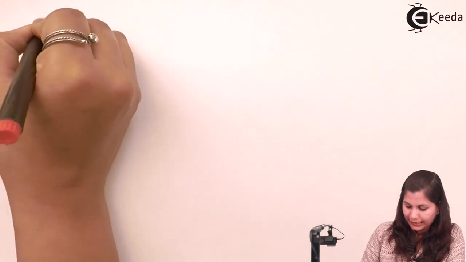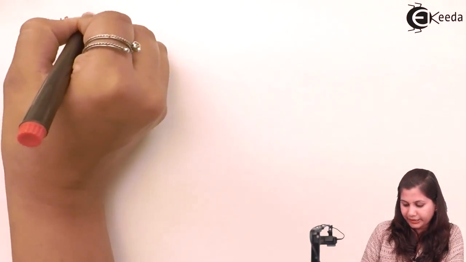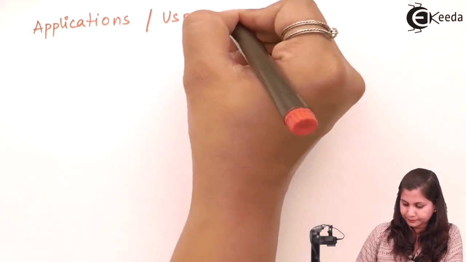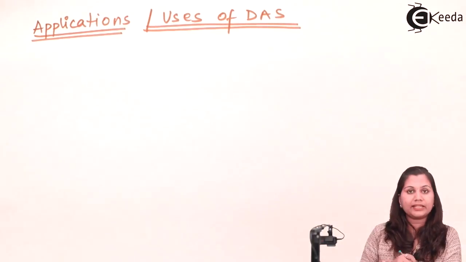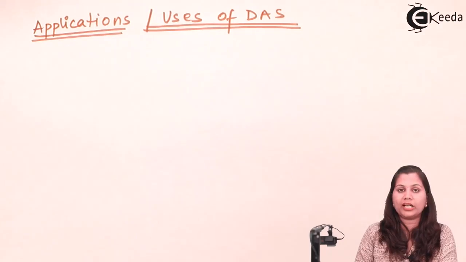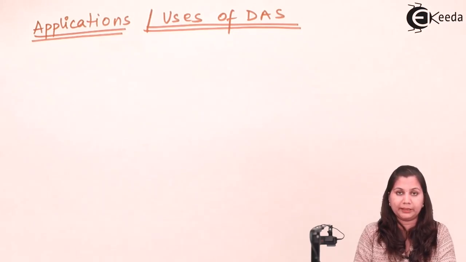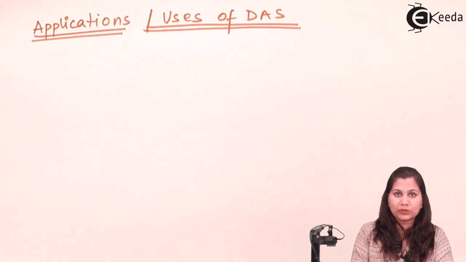Now comes the applications or uses of DAS. As we have studied, data acquisition systems are of two types, analog and digital, depending upon the type of output provided by them. So their applications are also different. Analog data acquisition systems have different applications, and digital also have different applications.